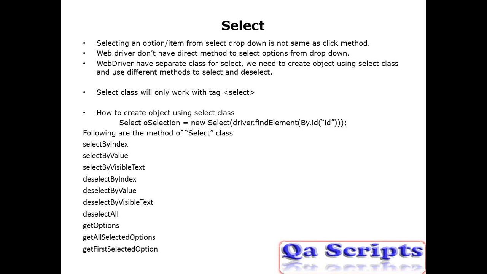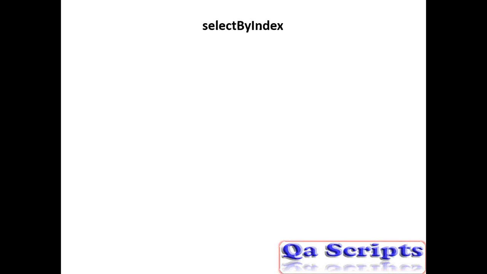getFirstSelectedOption. This method will help us to know what option is already selected by default. isMultiple. This method will help us to identify whether the dropdown has the facility of selecting multiple options or single dropdown options. We will discuss in detail with examples in further slides.